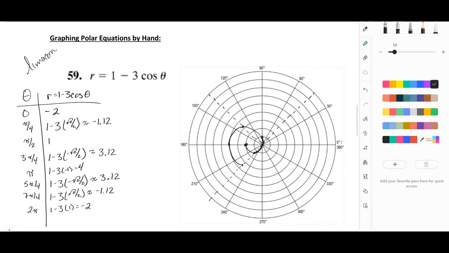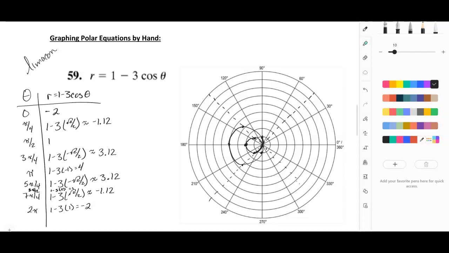let's do 3 pi over 2. I left that one out. 3 pi over 2. So we're going to have 1 minus 3 times cosine of 3 pi over 2. And that would put me at 1. So at 3 pi over 2, we're going to be at 1. And then at 7 pi over 4, we're going to be at negative 1.12. So we're going to move along the opposite side of the terminal side. And then at 2 pi, which is here, we're going to be at negative 2, which would be back here.